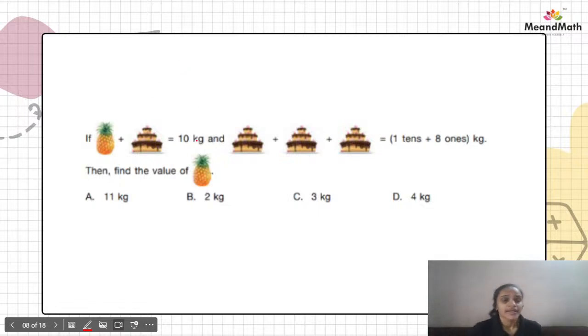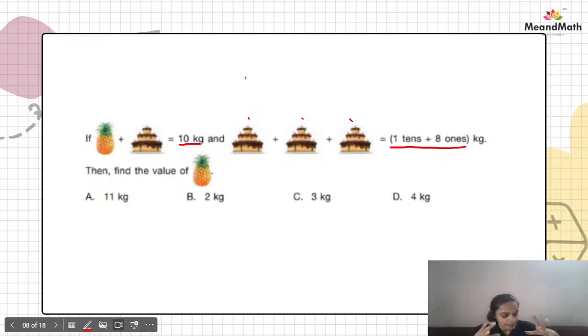All right. Okay. So if we have a pineapple plus a cake, which both together are equal to 10 kgs. Also we got to know that 1 cake, 2 cakes, 3 cakes, when we add them together, we get 1 tens and 8 ones kg. All right. So then find the value of the pineapple.